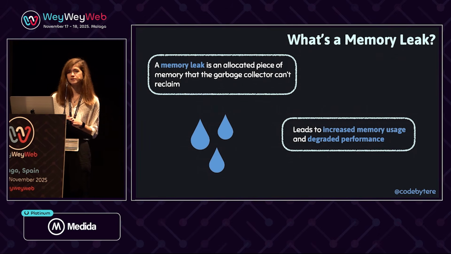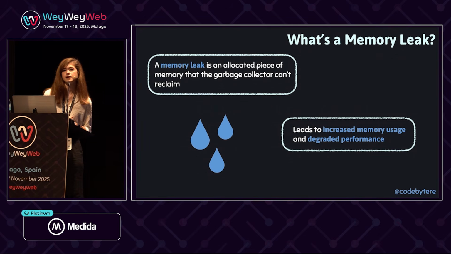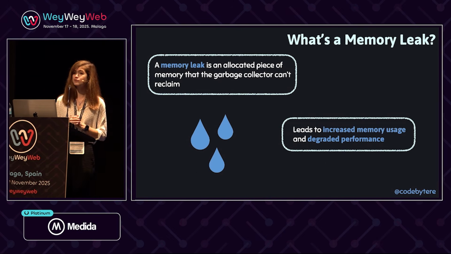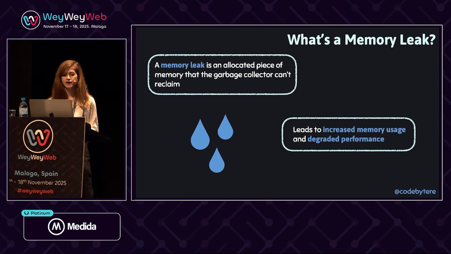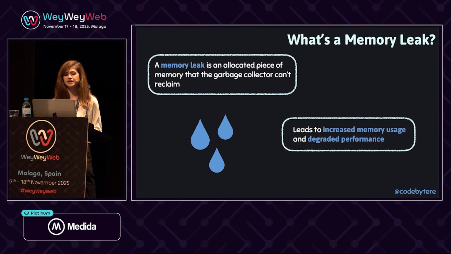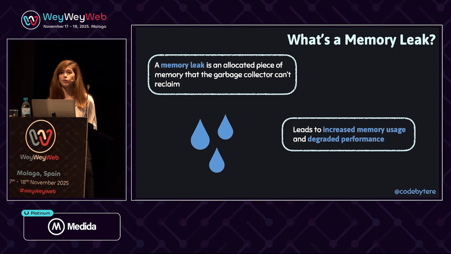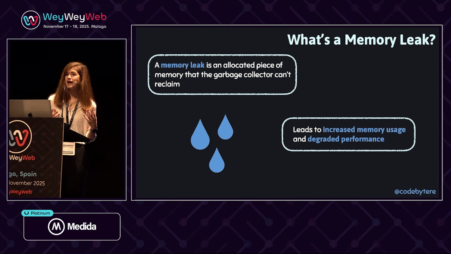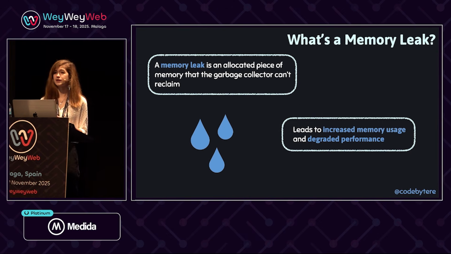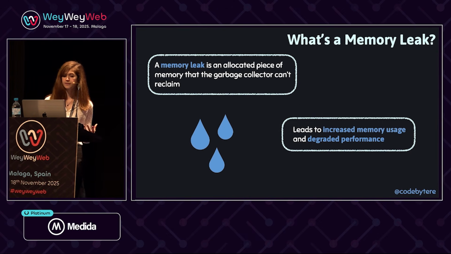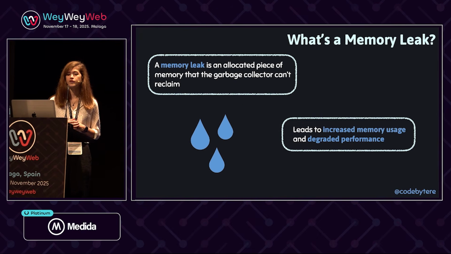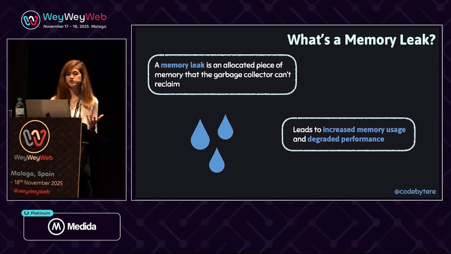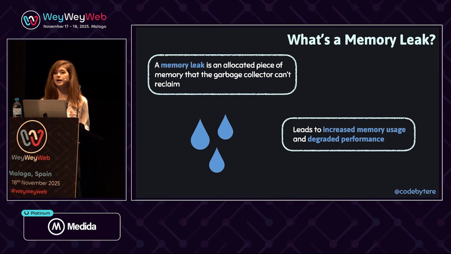V8's garbage collection is a pretty well-oiled machine, but even the best systems can't fix every problem. That is where memory leaks sneak in. A memory leak is like leaving the sink running in your app's memory. Water is flowing, but no one's there to use it. It's memory that's allocated and then never properly garbage collected. Over time, those leaks can flood your app with unwanted, wasted resources. The result? Increased memory usage and degraded performance that can compound over time.